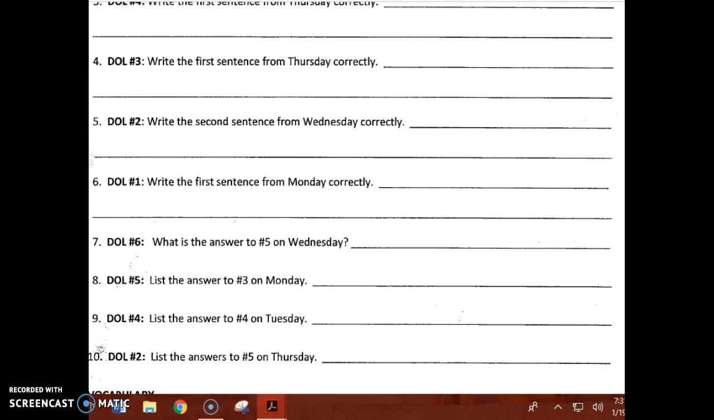Number 8, look at DOL number 5 and list the answer to number 3 from Monday. Number 9, look at DOL number 4 and list the answer to number 4 from Tuesday. Number 10, look at DOL number 2 and list the answer to number 5 on Thursday.